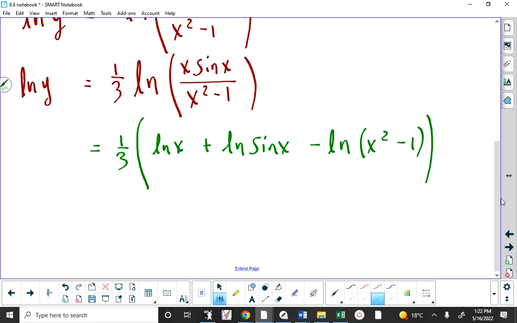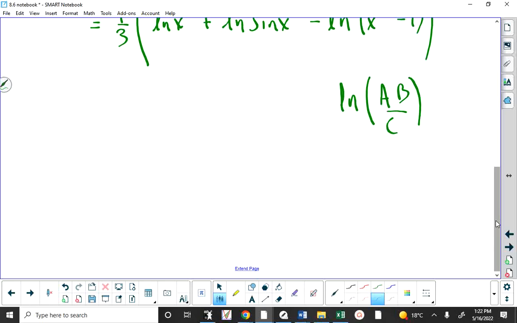That's like saying ln of a b over c, and I'm just doing this to make sure you understand this step, is equal to ln of a plus ln of b minus ln of c.